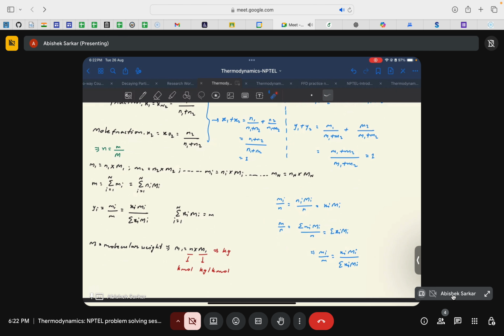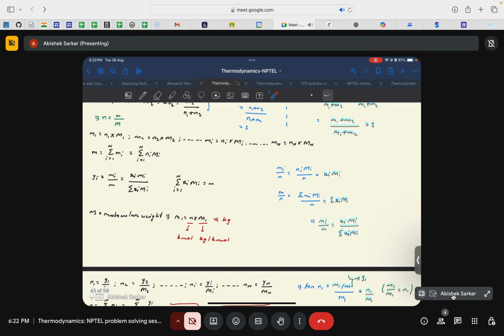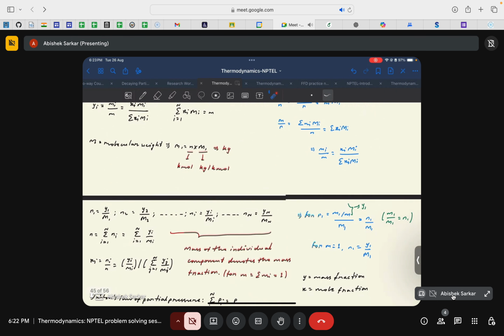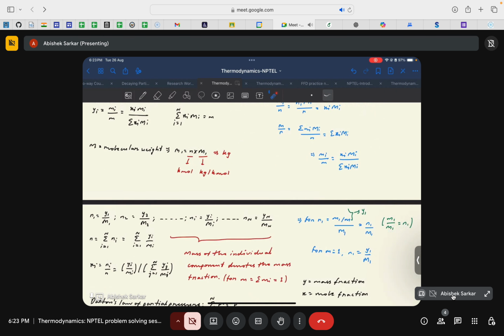A similar argument can be made for the other following relations as well. We will see them in terms of this mass fraction. Now let us consider one scenario. These are derivations that have already been discussed in the class, but if you have any doubt, we can discuss. Let us try to look into it.